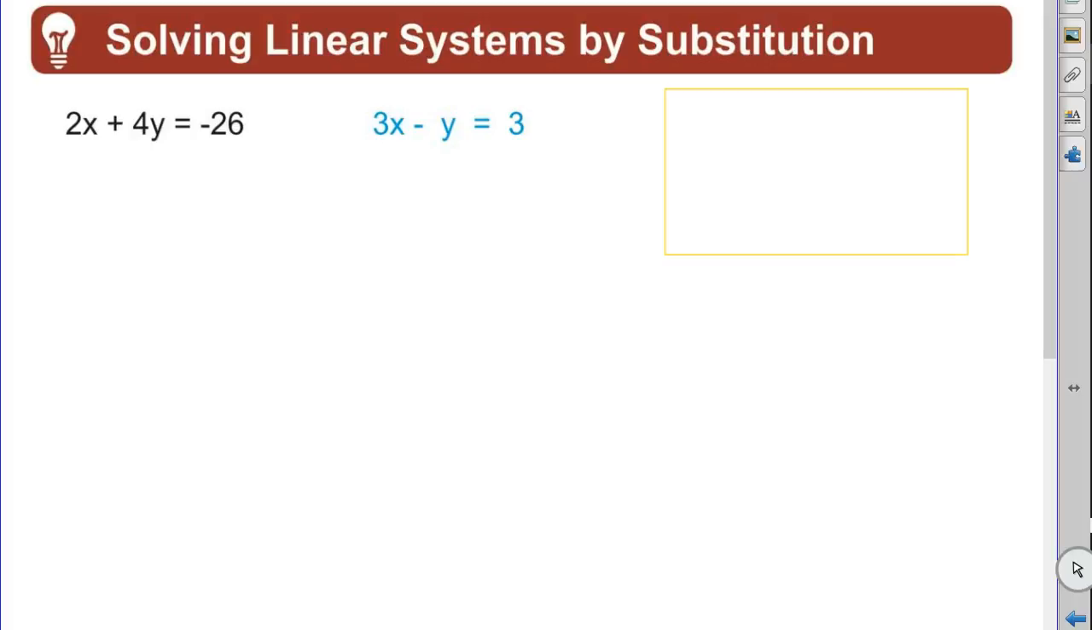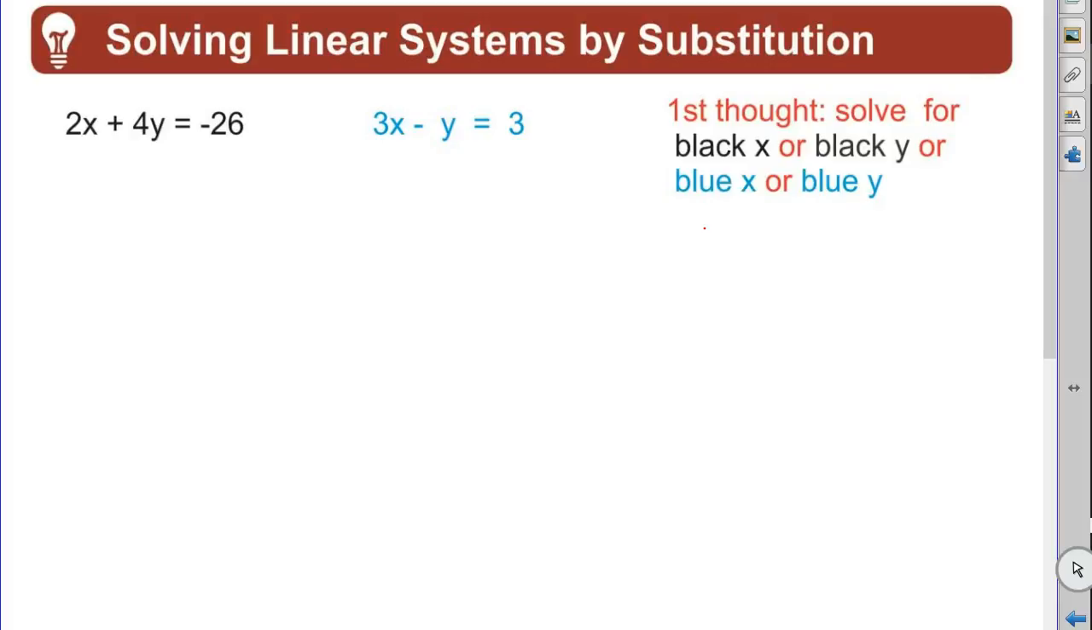You begin with deciding, okay, I need to solve one of the equations for one of the variables. So that means I need to get my pick pen here. I need to solve either the black equation for black x, or the black equation for black y, the blue equation for blue x, or the blue equation for blue y. Now, there's no wrong choice, but there's definitely a best choice. And I'm going to choose the blue equation for the y.